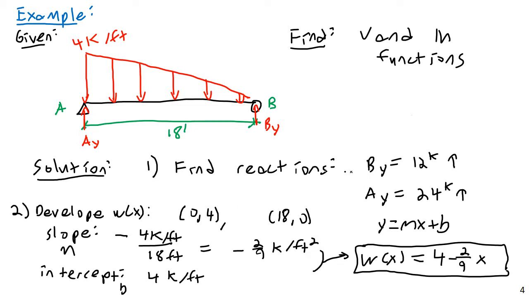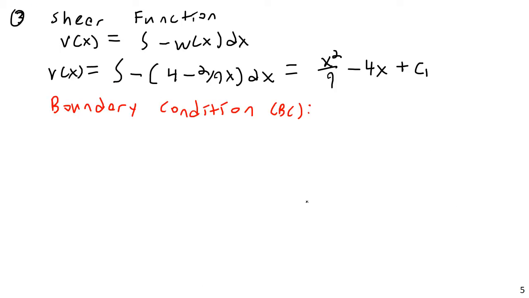The reaction at A, yes. I know that immediately at A, the reaction is going to jump up by a positive 24 kips before the first bit of load is applied. We know this from our past experience with shear and moment diagrams. So my one boundary condition is that V at x equals 0 is equal to 24 kips. That is a boundary condition.